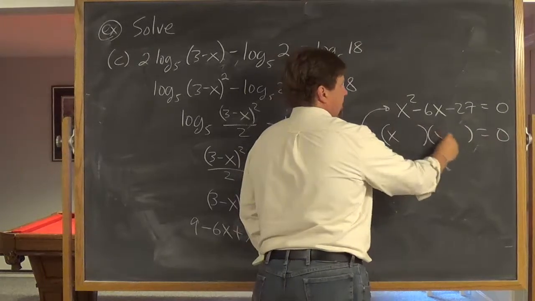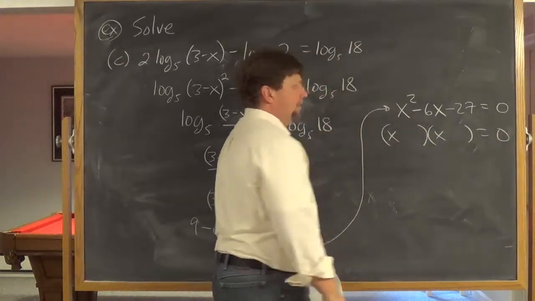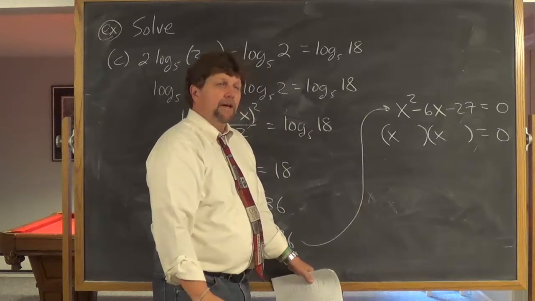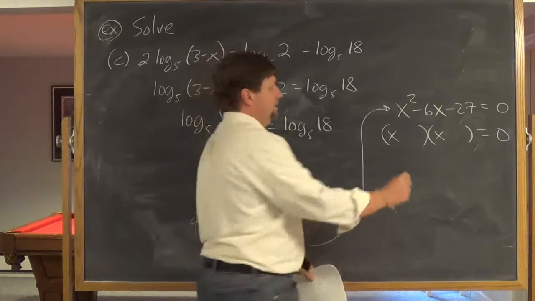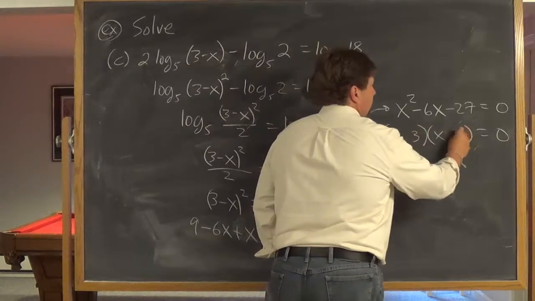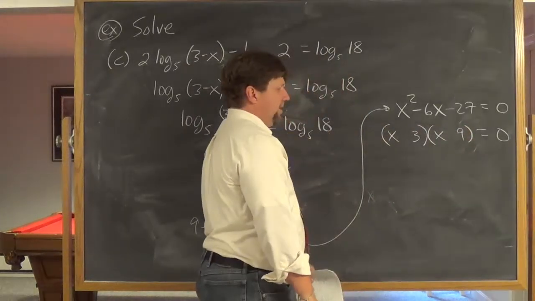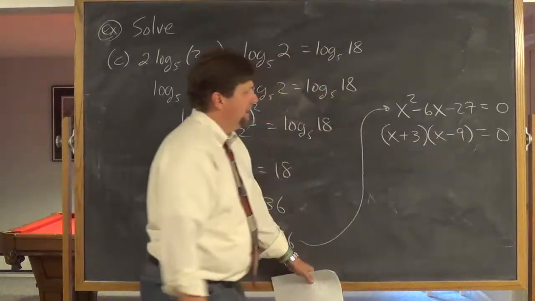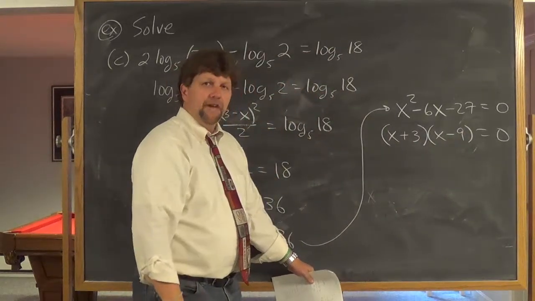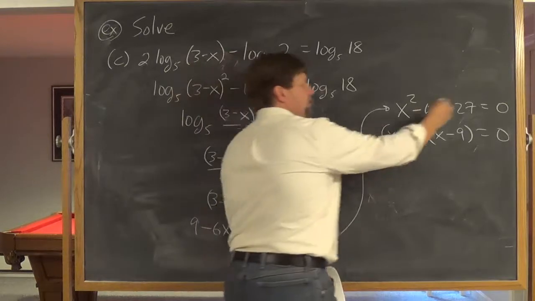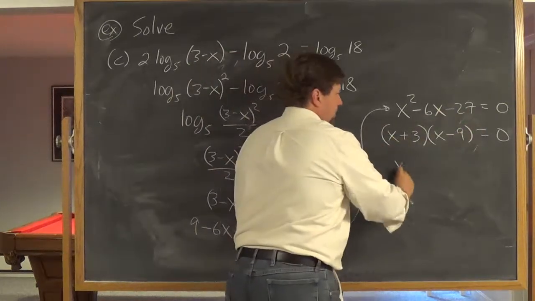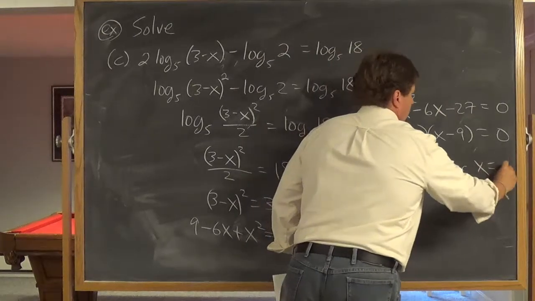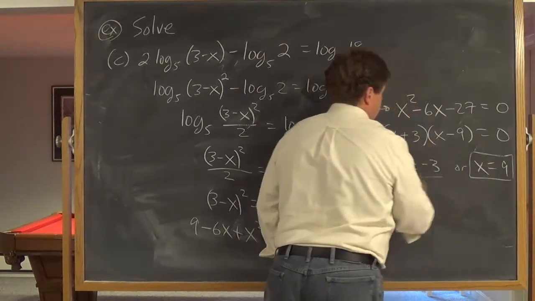So I have an x here and x here. Thinking of factors of 27, the ones that jump out at me are 3 and 9. 3 and 9, so let's see if I can get the correct signs in there. I think it's plus, minus. And that's the correct factorization. Set each factor equal to 0, and you get x is -3 or x is 9.